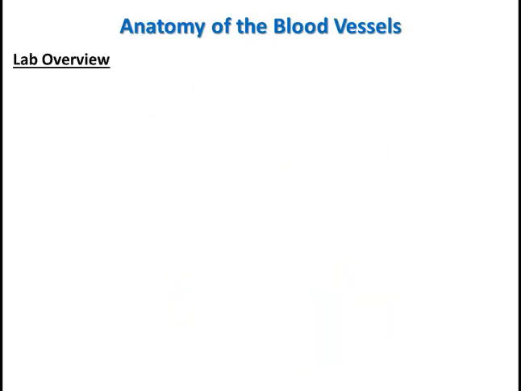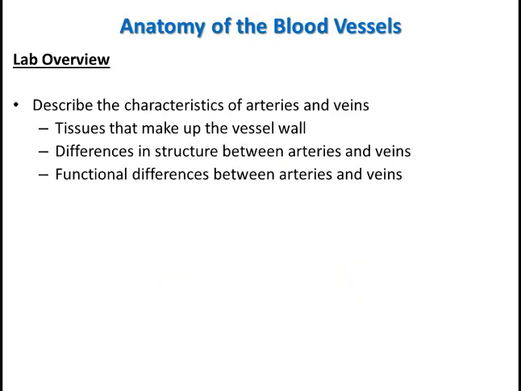And so the overview for this week then, the first thing we're going to do is describe some of the characteristics of arteries and veins. And in that, we're going to need to discuss the tissues that make up the vessel wall. We'll look at the differences in structure between arteries and veins, and so how do the vessel walls differ. And then, of course, we'll talk a little bit about the functional differences between the two. And we'll touch on a lot of this stuff in lecture as well.